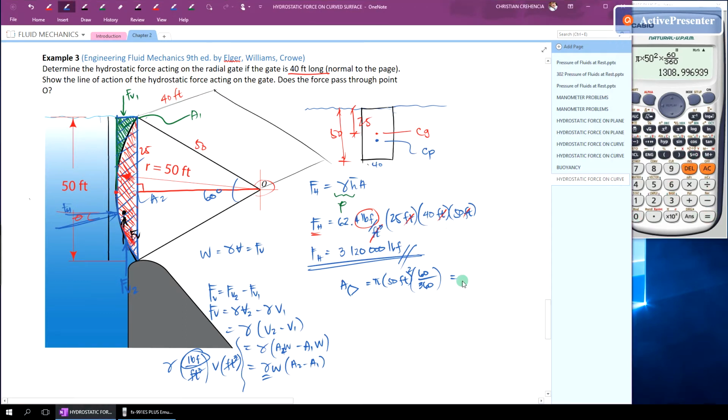Okay. So we have 130. So gagawin kong 6 significant figures siguro. Okay. So 1308996, so magiging 309.00. So this is in square foot.